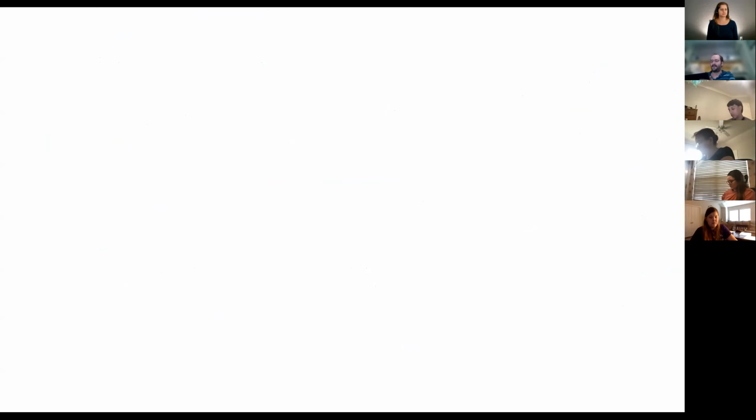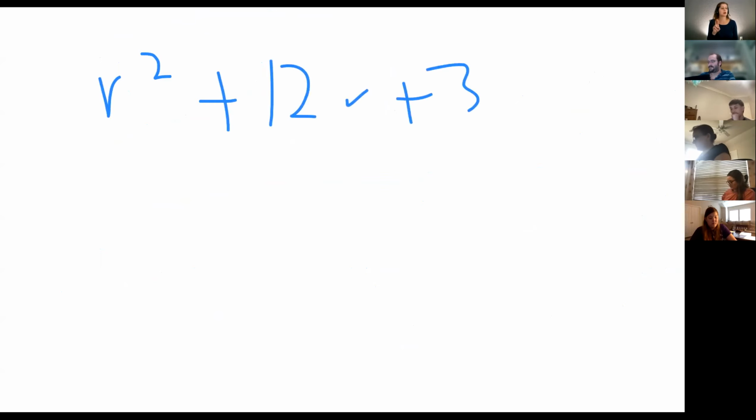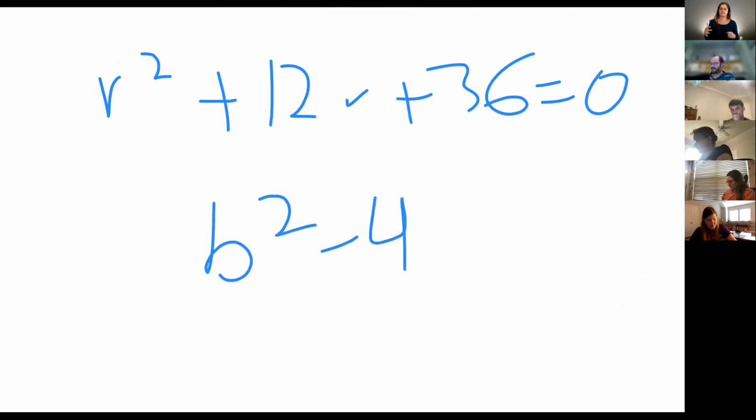And so they give us a few things like r squared plus 12r plus 36 equals 0. And they don't want us to do the whole thing. They just want us to do the thing that's underneath the square root. So we're finding this out, but there are basically 3 different things they want to talk about.